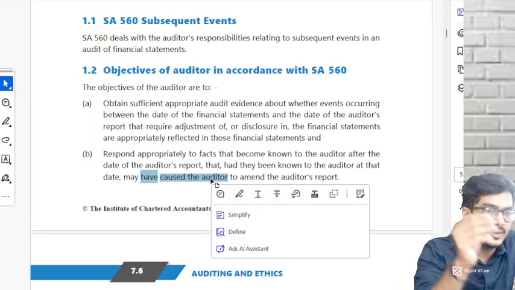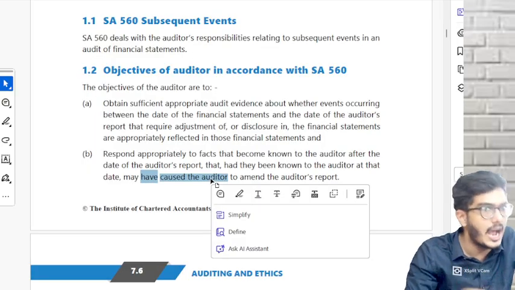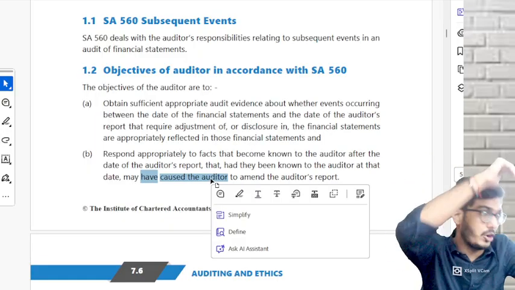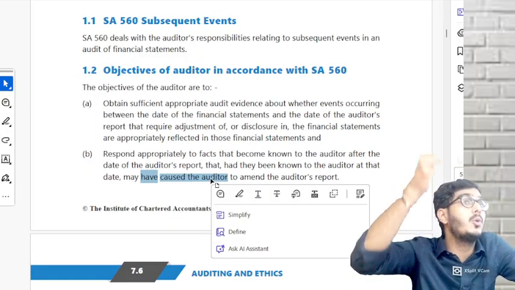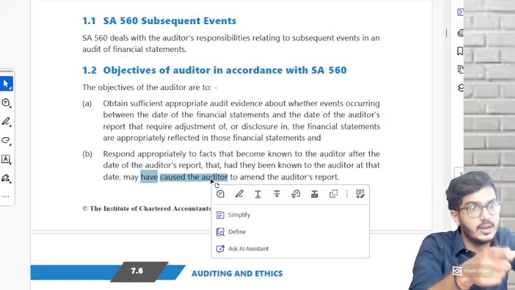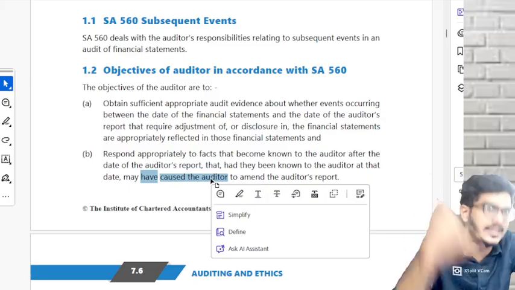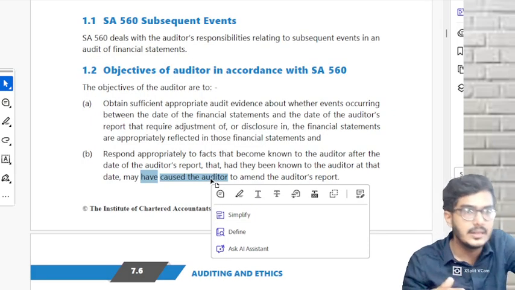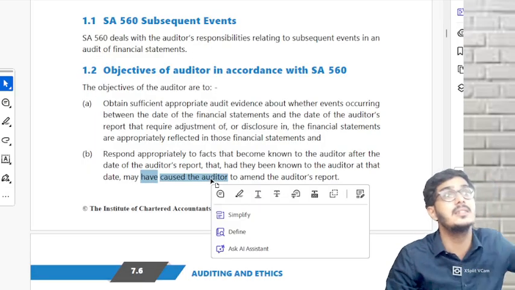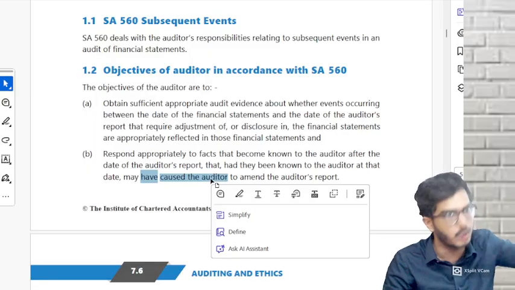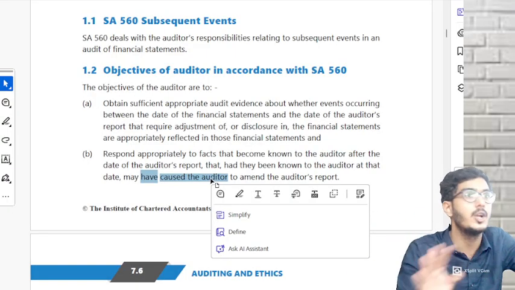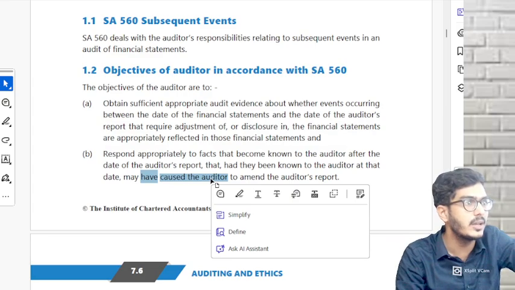If that fact which has become known to the auditor after the date of the auditor's report would have been known to the auditor at the time of the auditor's report, it would have caused him to amend his report. Then think and tell me, is it a very small event or a big event? Big event. If that is the case, then SA 560 covers that part also. Because in the first subsequent event, from the date of FS till the date of the auditor's report, it is the obligation of an auditor to perform audit procedures and to obtain audit evidence. But for the other 2 subsequent events, there is no obligation on the auditor to perform any audit procedures. You know why? Because the audit report is already signed.